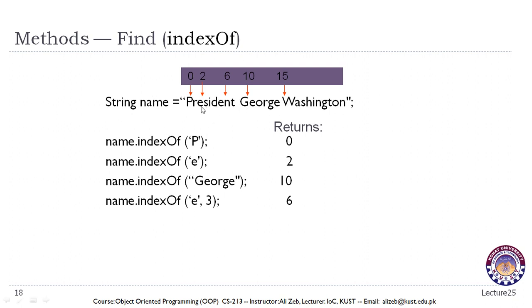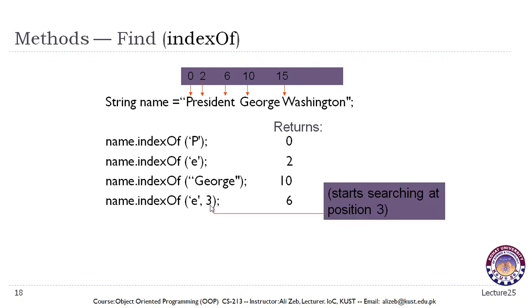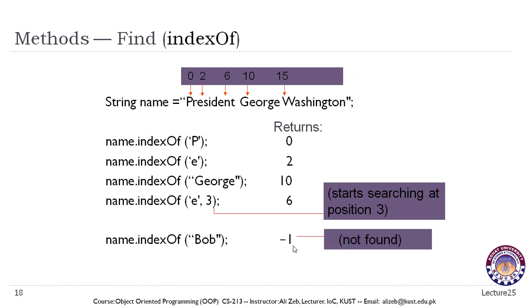Originally we have an E at position 2, but since we are ignoring the first three characters, we'll get the index position of the first E that is found after index 3. So it starts searching at position 3, and if you try to search for a certain string or character that is not there in our given string, then the indexOf method will return a -1 to us. So it is not found.